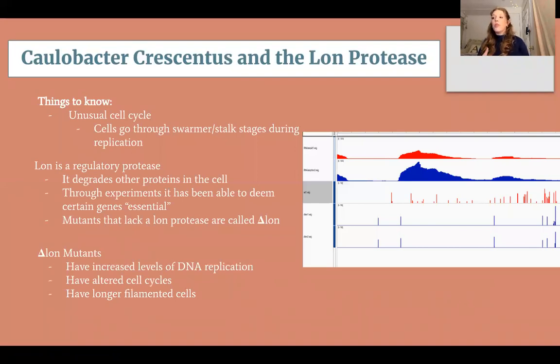And delta lon mutants have some known phenotypes of increased levels of DNA replication, altered cell cycles, and long filamented cells. Right here, you are able to see the RNA sequencing data and the transposon sequencing data. We'll get into that a little bit further along the line.